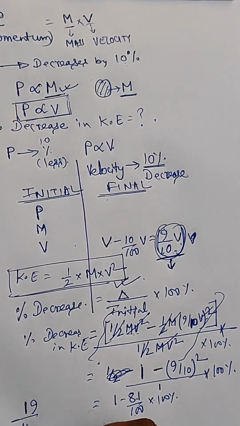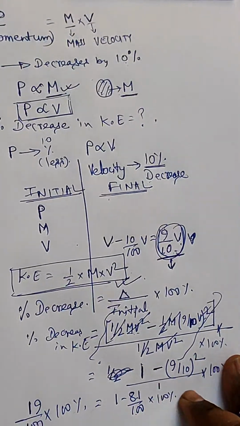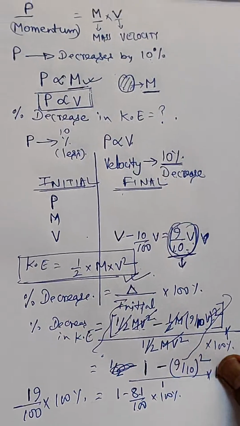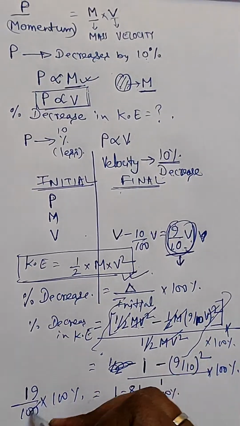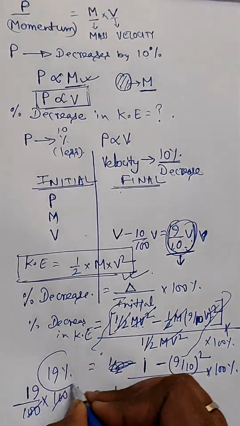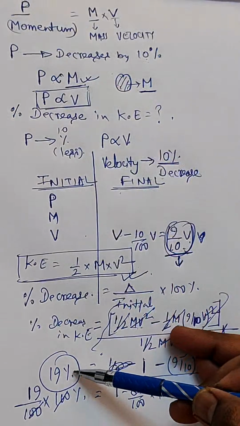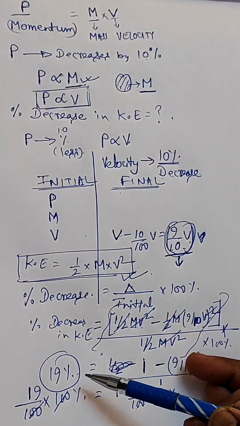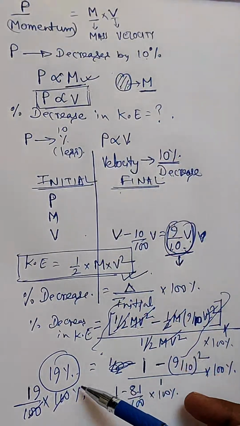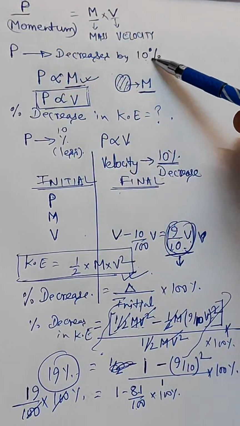19 by 100 into 100%, right? So this will give you 19%. So we can see 19% is the decrease in kinetic energy which we observe when the momentum decreases by 10%.